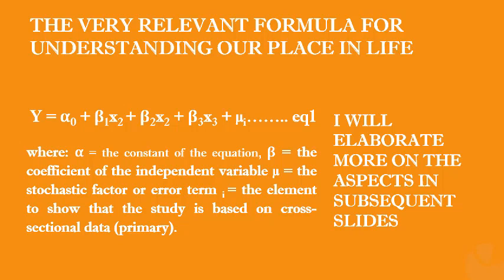What I want you to understand is that y in the equation is the dependent variable, alpha naught is the constant of the equation, and beta is the coefficient of the independent variable. Then you have the mu, which is the stochastic factor. Then you have the i, which is the element to show that the study is based on cross-sectional data. I just lifted this as is, but I'm going to explain how it applies to our personal development journey.